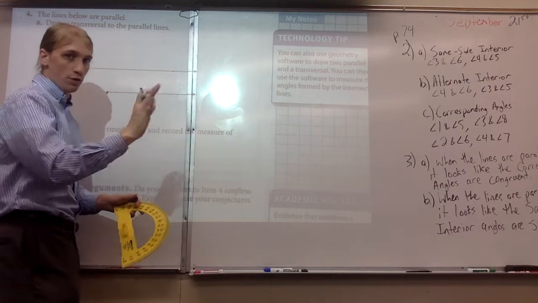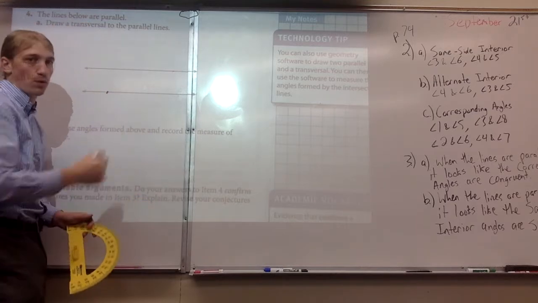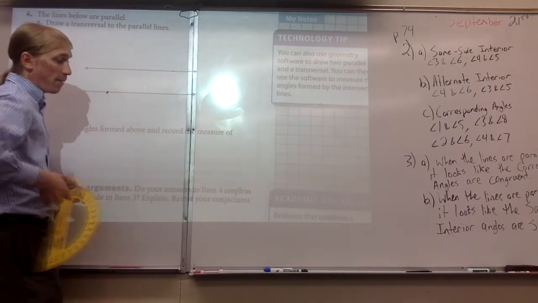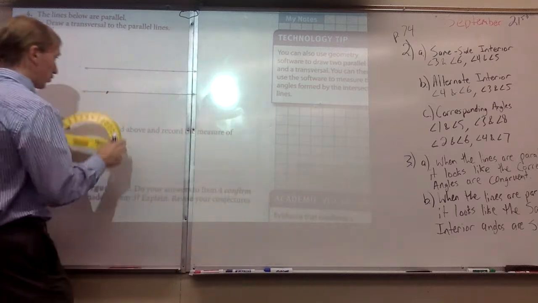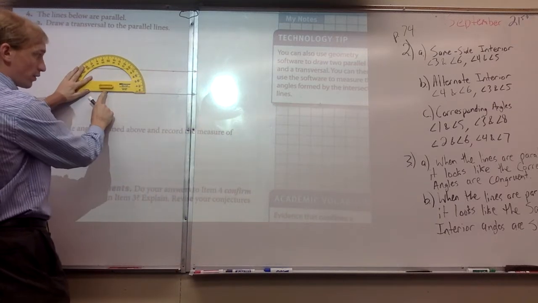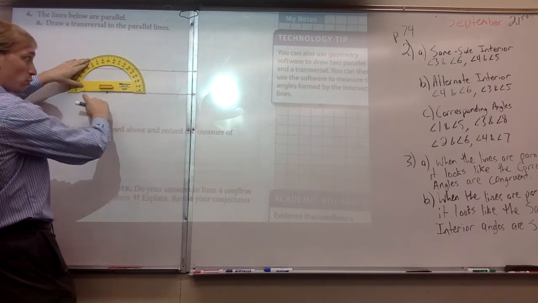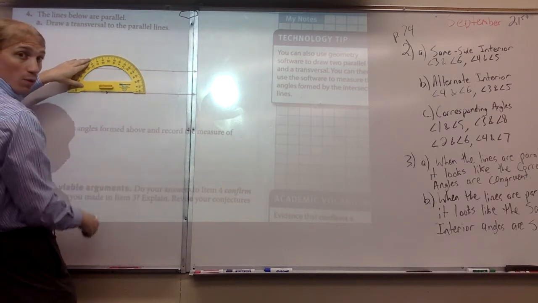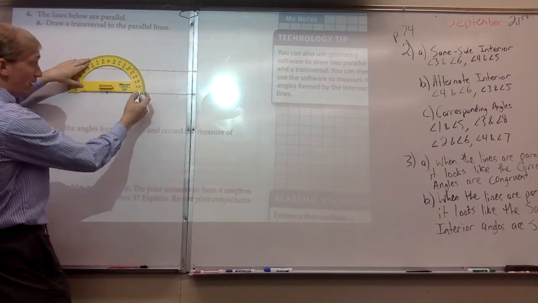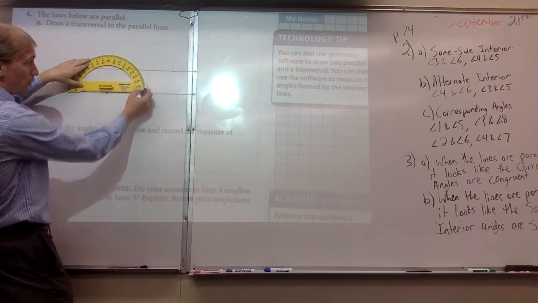So what you do in your notebook, just make a point somewhere on the bottom line. And then from that point, I'm going to set up my protractor. Right, so here's the vertex of my protractor. It goes right on that point. The bottom of my protractor is perfectly lined up with that bottom line. And then I go up to the 65-degree mark.